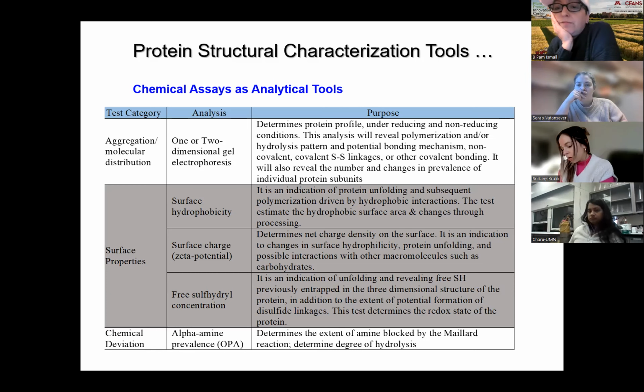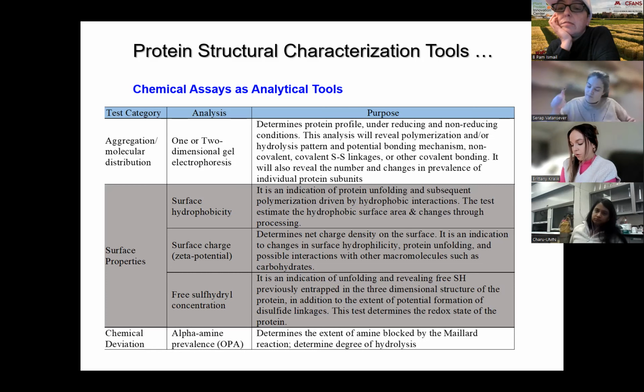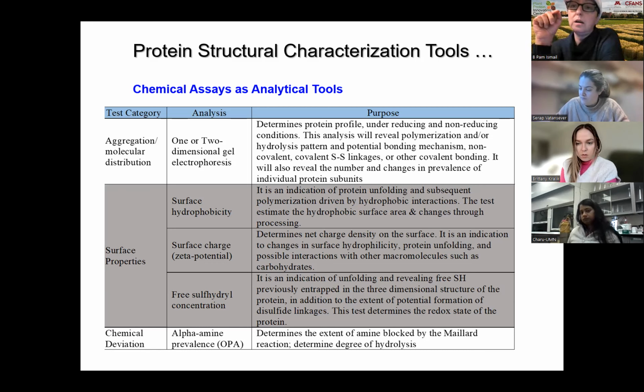Pam, just to confirm before you move on, so ANS binds via hydrophobic reactions. So the more hydrophobic your protein is, the more ANS will bind, so the higher surface hydrophobicity. Yeah, and the higher fluorescence, you will get a higher fluorescence index.